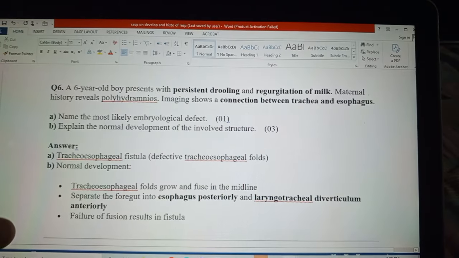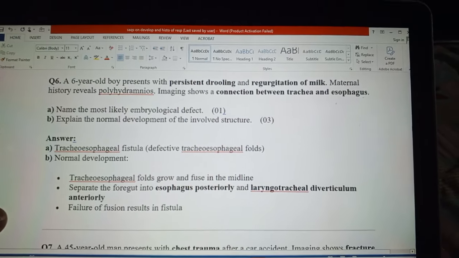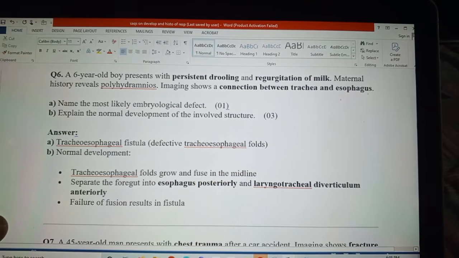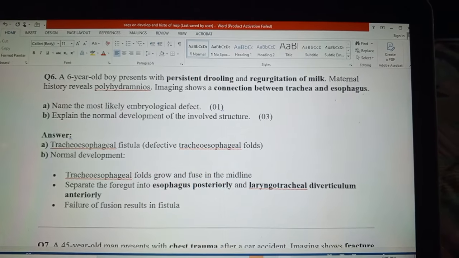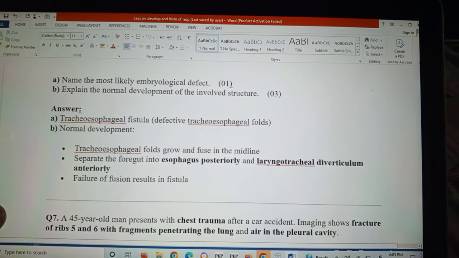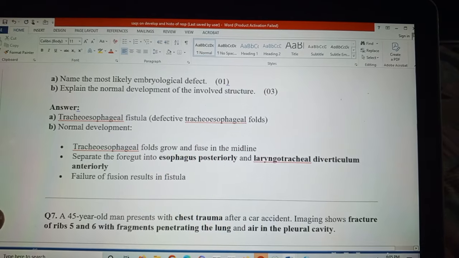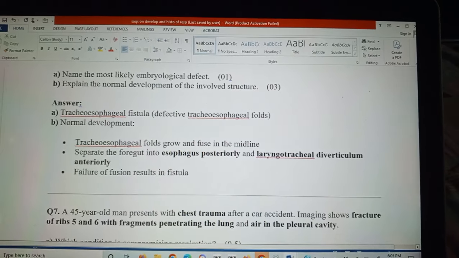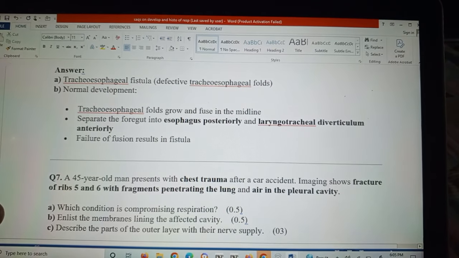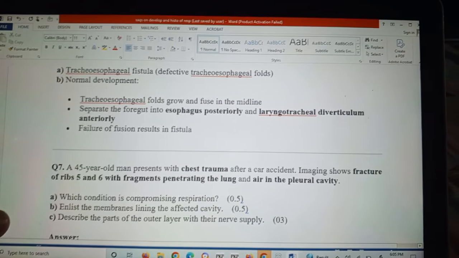Question number 6 is: a 6-year-old boy presents with persistent drooling and regurgitation of milk. Maternal history reveals polyhydramnios. Imaging shows a connection between trachea and esophagus. What is the most likely embryological defect? Explain the normal development of the involved structure. This is tracheoesophageal fistula, which is usually asked in the viva and from the OSPE point of view and a SAQ point of view.